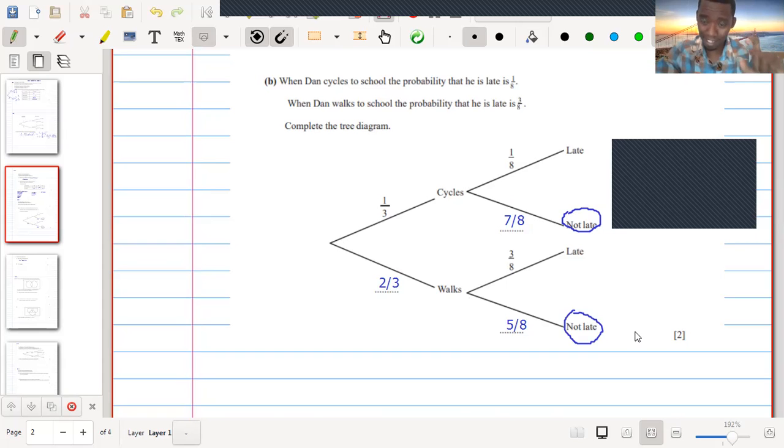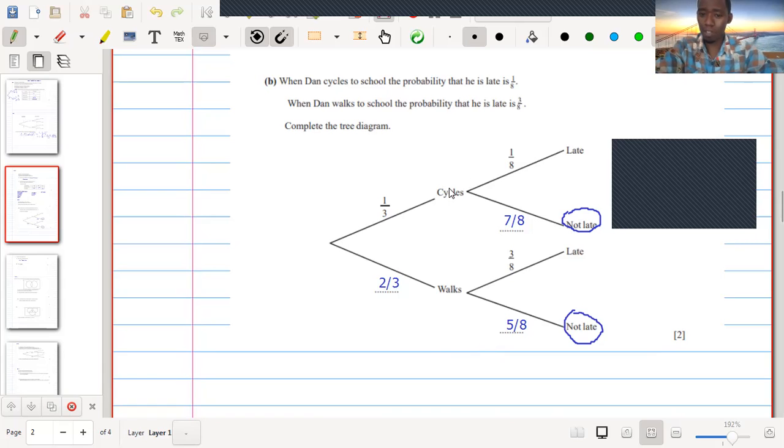And you multiply. You have two options. He may be not late when he circles. That's one option. Or he may be not late when he walks to school. That means you need to add. Remember, if it's "or", we add. If it's "and", we multiply them. But here, this is "or" because he can circle or walk. He may circle and not be late. That means we do this one.